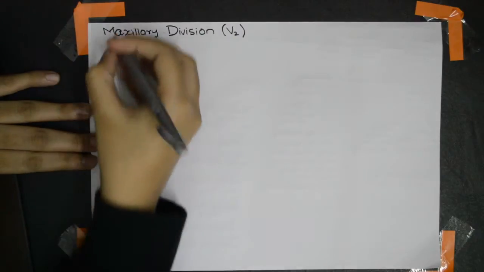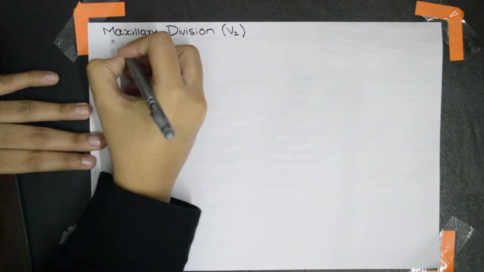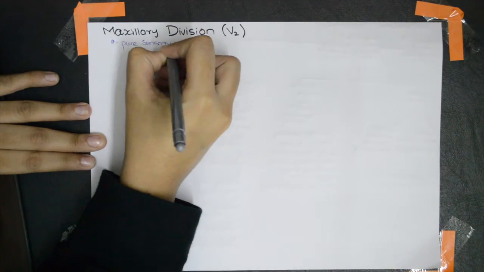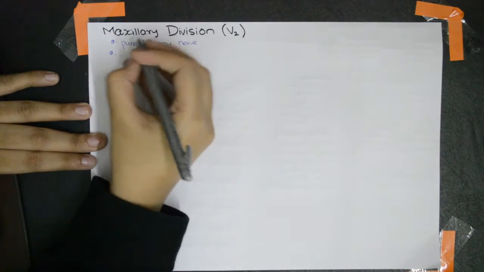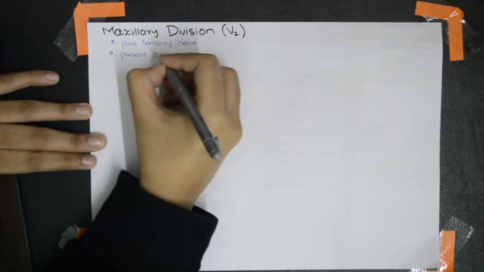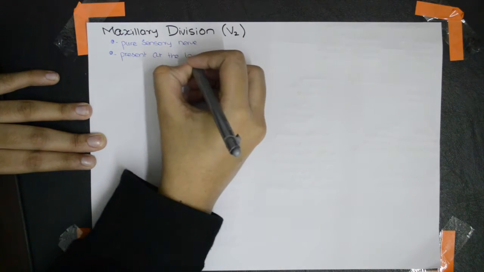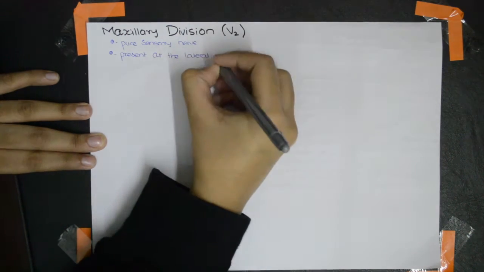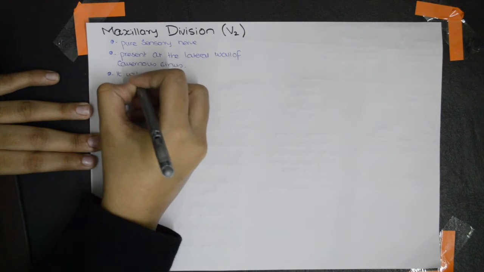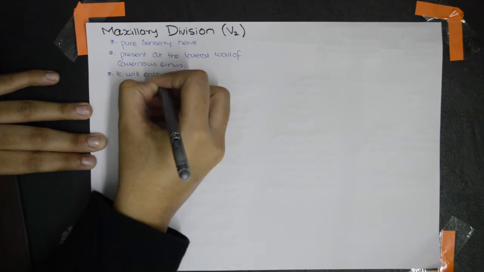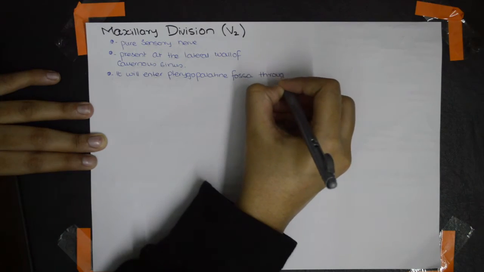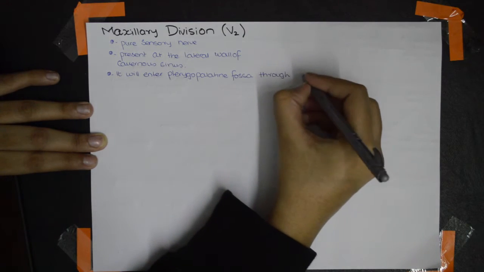Now let's continue with the maxillary division. We know this is a pure sensory nerve. Then we also know that it is present at the lateral wall of the cavernous sinus. It will enter the pterygopalatine fossa through the foramen rotundum.